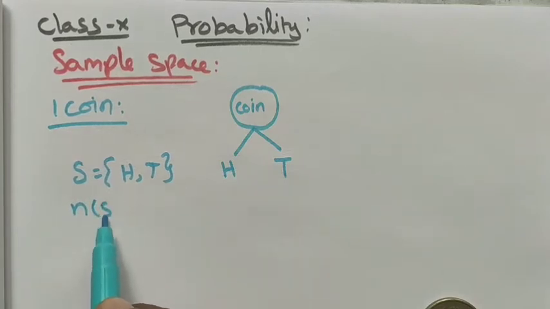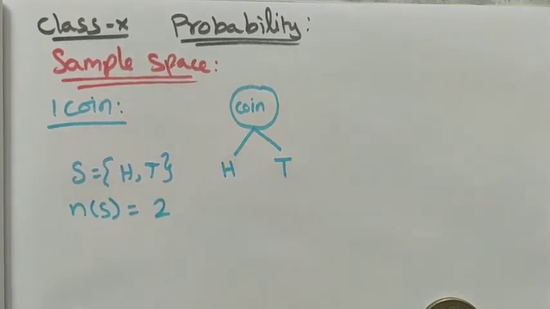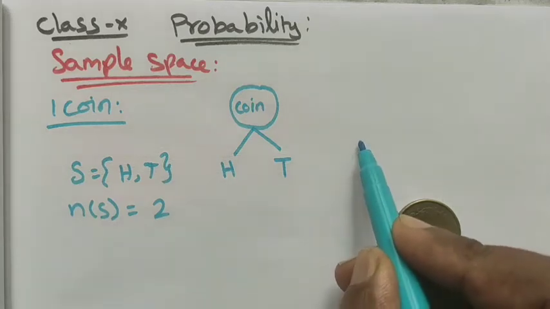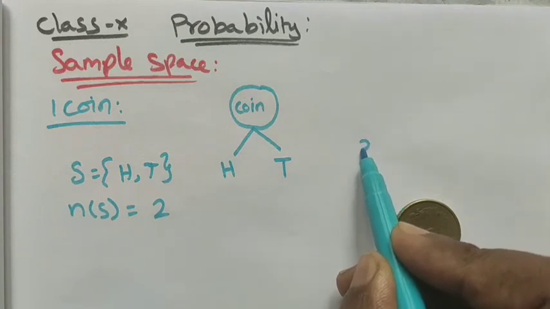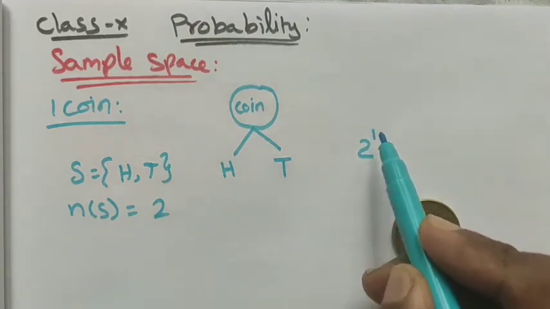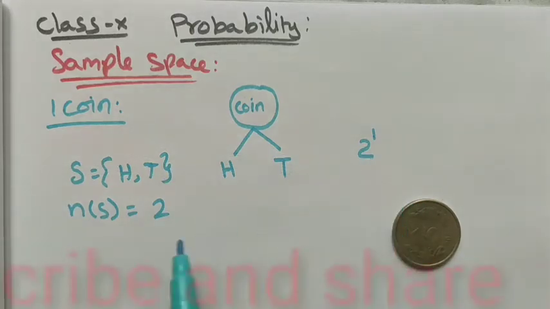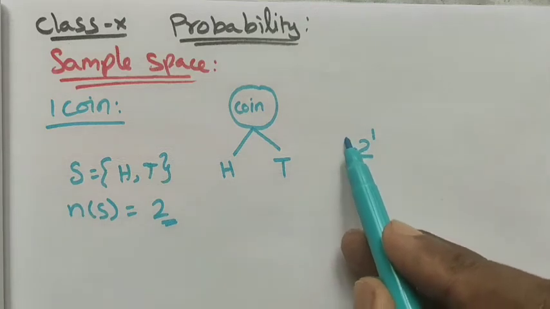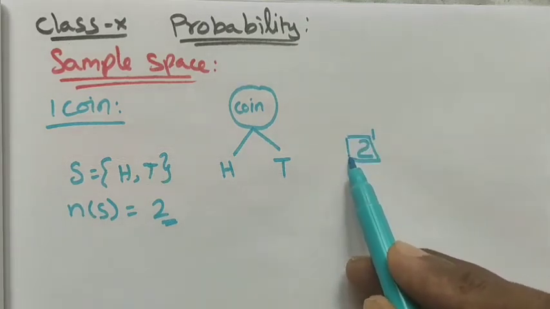Then the number of sample space is equal to 2. In a coin, we have 2 sides, right? In a coin, we have 2 possible outcomes. So, in a single coin, the possible outcomes are 2. The number of coins is how many? That is 1. So, 2 power 1 is nothing but 2. So, let me take it that these are the possible outcomes.